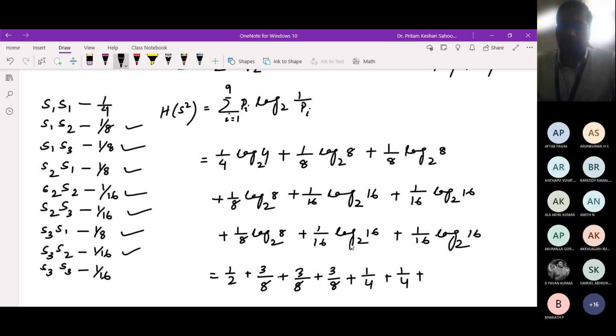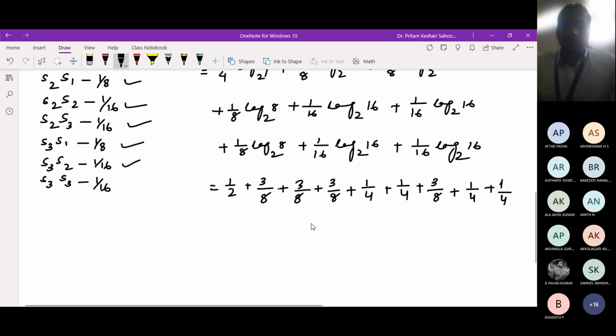Next one is 3 by 8. Next one is 1 by 4. And next one is 1 by 8. So if you add up all these values, what you will get? You see here 3 by 8, 3 by 8, 3 by 8, 3 by 8. So how many 3 by 8s are present? 1, 2, 3, 4. So that means 4 into 3 by 8. 4 into 3 by 8 will be 3 by 2. So 1 by 2 plus 3 by 2.